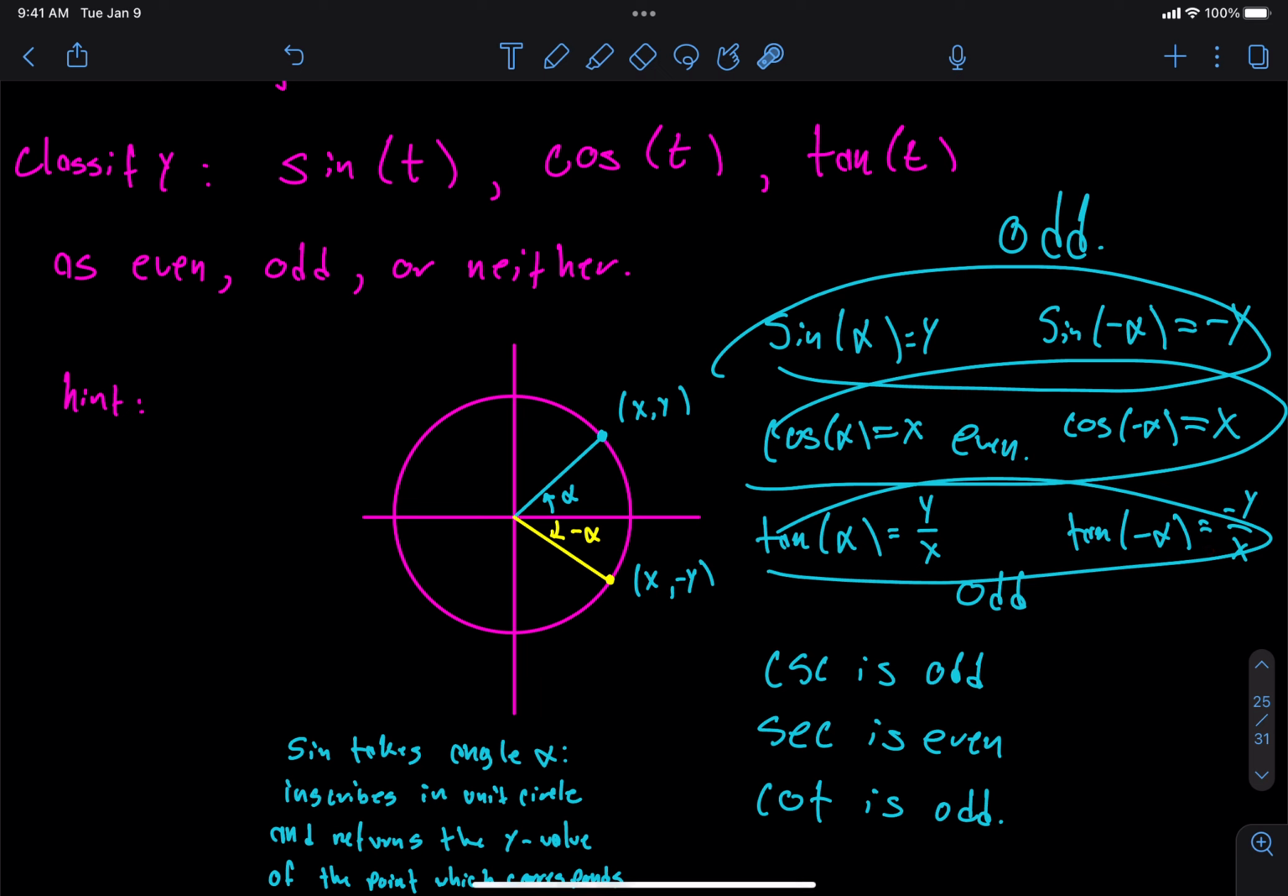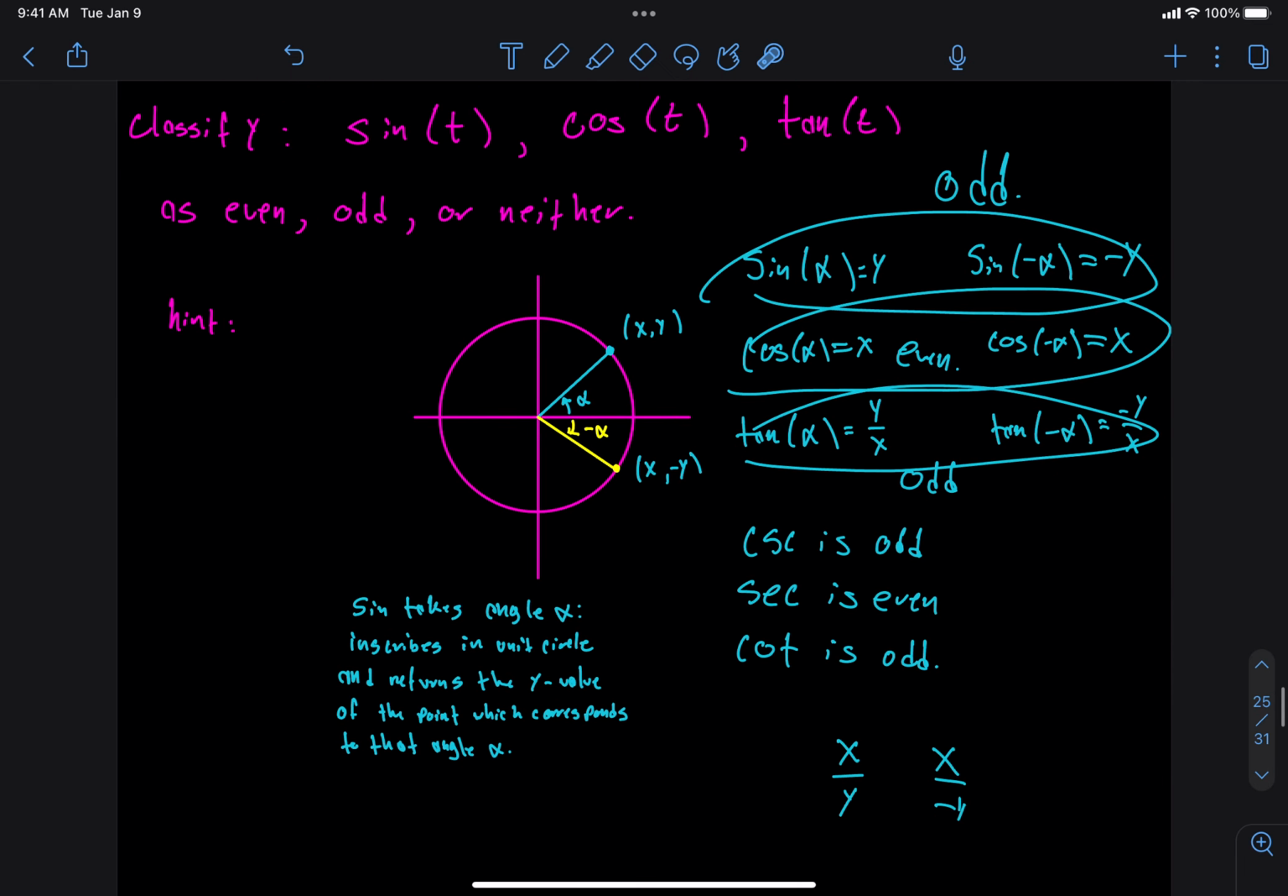Okay, and the other ones follow simply from the fact that 1 over y versus 1 over minus y, right? If it's a reciprocal thing, the reciprocal of an odd function is an odd function, and the reciprocal of an even function is an even function. So we also get odd, even, odd for cosecant, secant, and cotangent.